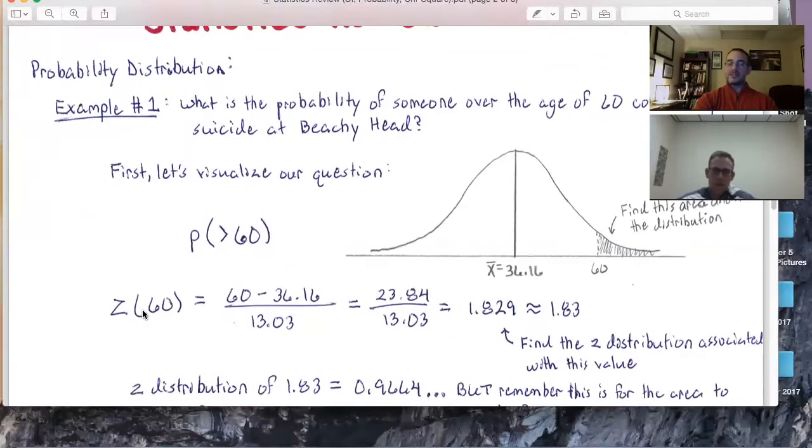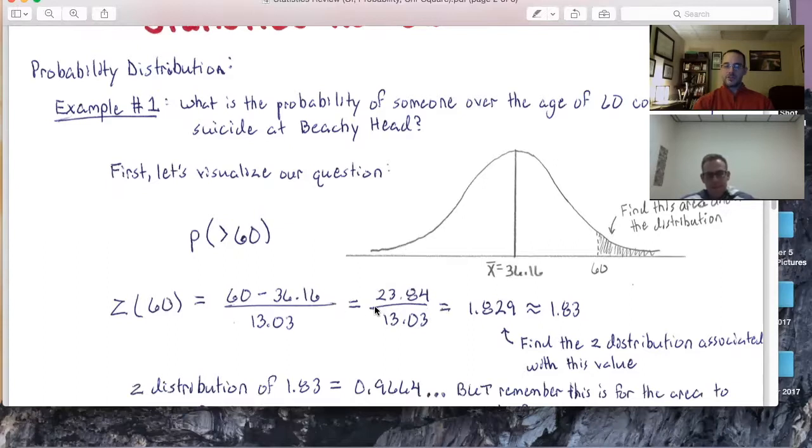We need to create a z-score for figuring out our probability. So we need to convert this single value to a z-score. To do that, our general z-score formula is our data value, x, minus our mean. In this case, 60 minus our mean of 36.16, divided by our standard deviation. That allows us to standardize our scores and essentially convert our mean to a z of 0, so that everything under this distribution is standardized.